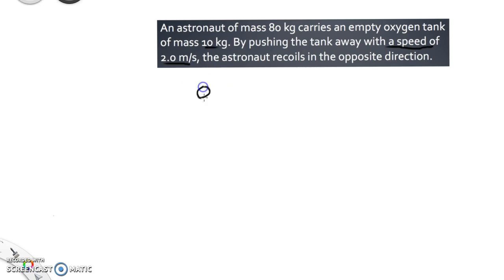And so here we have the astronaut, and then here's the tank. He's going to push it away, so it's going to go this way at 2 meters per second, and the astronaut's going to get pushed back that way.